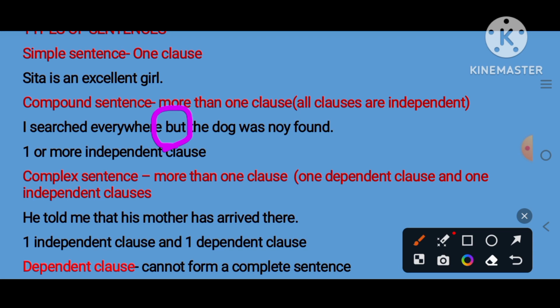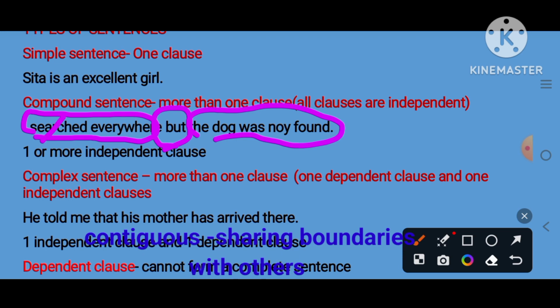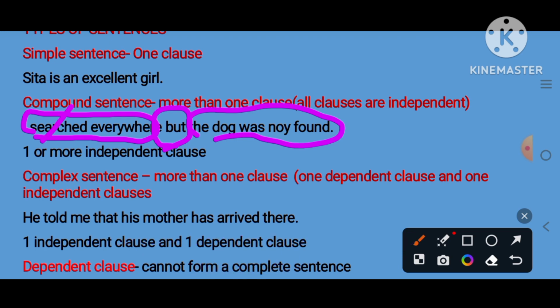If I say I searched everywhere, it is also a complete sense. It is one clause. The dog was not found, it is also a clause. How can you identify a clause? Because there must be a subject and there must be a verb. So we can say that in a compound sentence there is more than one clause and they are joined by a coordinating conjunction, but. All of you understood?